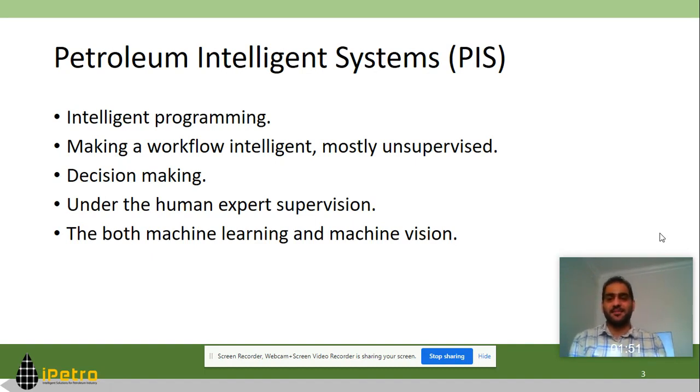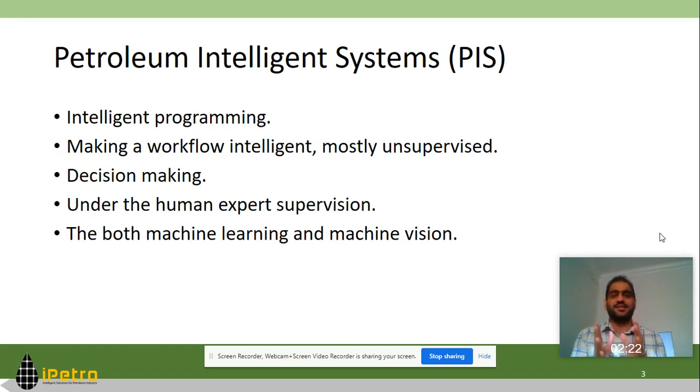Petroleum Intelligent System is about intelligent programming. It's beyond programming. It's harder than programming. You actually have to program intelligently. You have to teach the computer some basic workflows. In petroleum intelligence systems, you have to make a workflow intelligent.